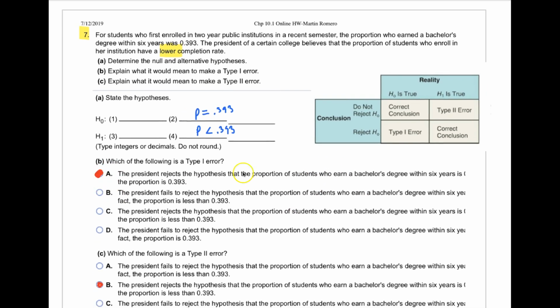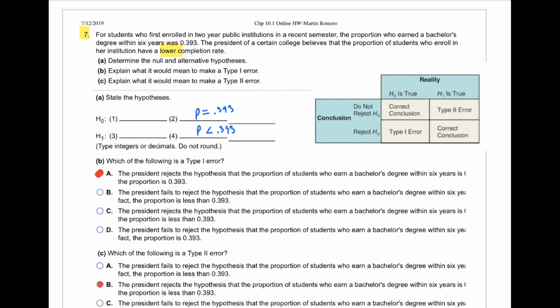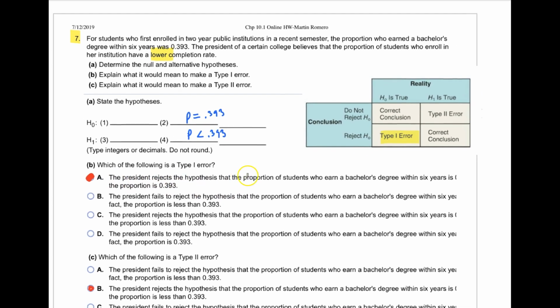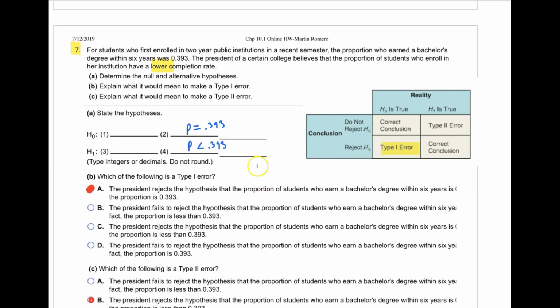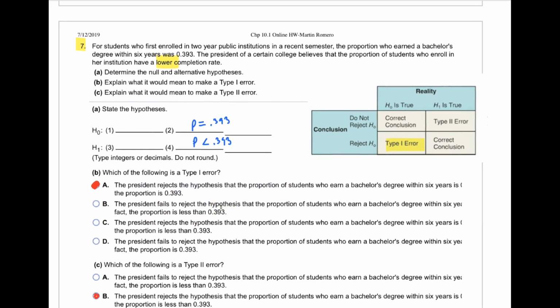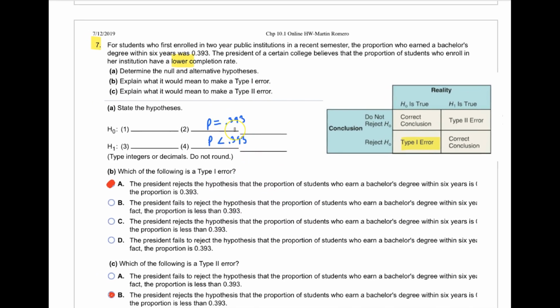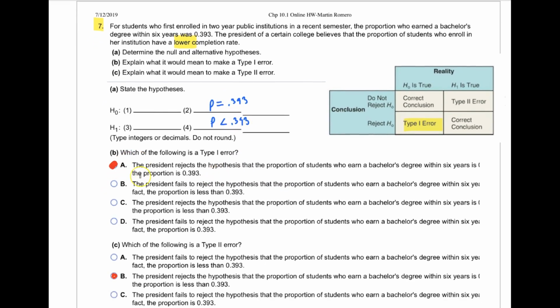You can see which part is highlighted. A type 1 error, you could see, is in the table. A type 1 error is when you reject the null hypothesis, but the null hypothesis is actually true. So in this case, the president rejects the null hypothesis when in fact the proportion is actually equal to 0.393, and so that's where that answer comes from.